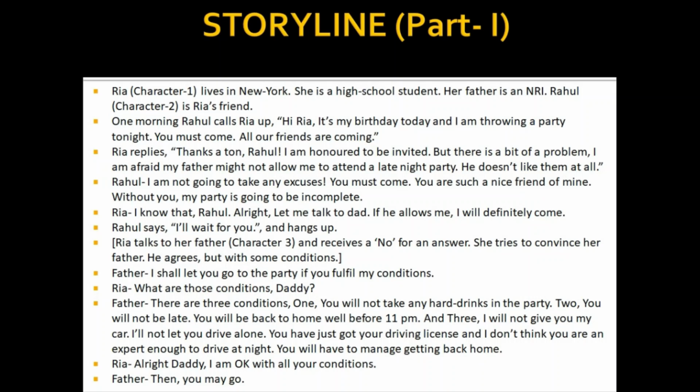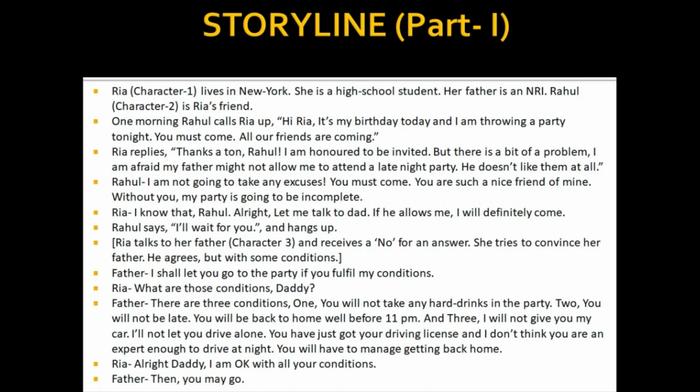So now, daughter, I shall let you go to the party if you fulfill my conditions. Ria: What are those conditions, daddy? Father: There are three conditions. One, you will not take any hard drinks in the party. Number two, you will not be late. You will be back home well before 11 p.m. And number three, I will not give you my car. I'll not let you drive alone also. You have just got your driving license, and I don't think you are expert enough to drive at night. You will have to manage getting back home. Ria: Alright, daddy, I am okay with all your conditions. Father: Then you may go.